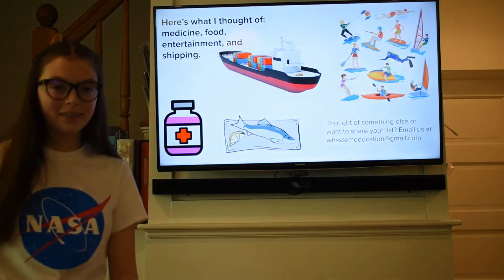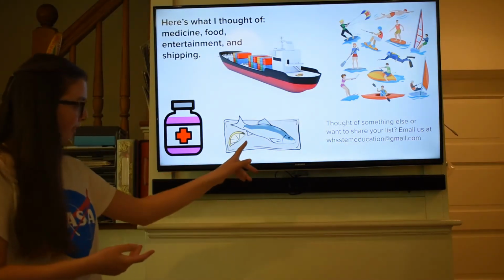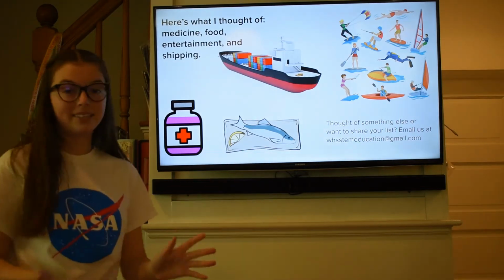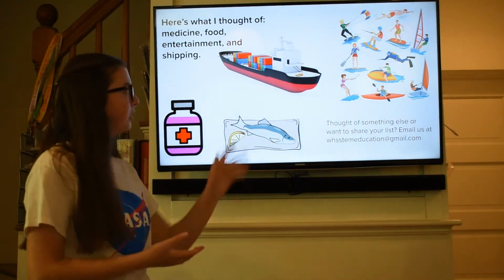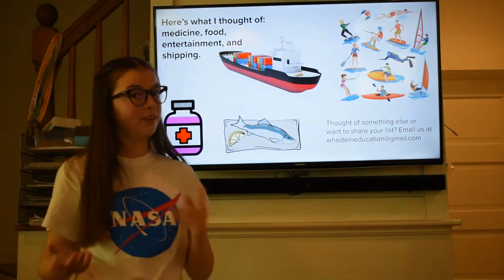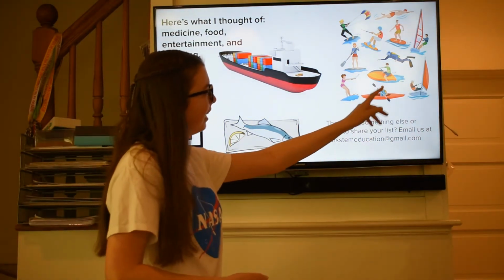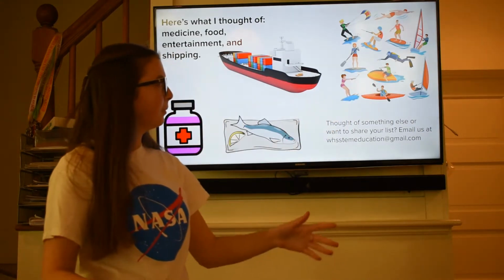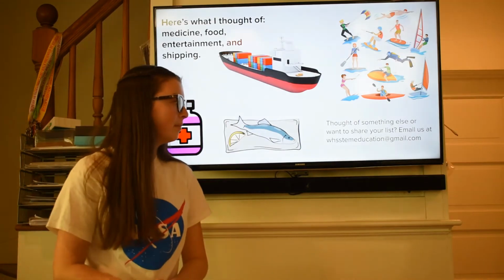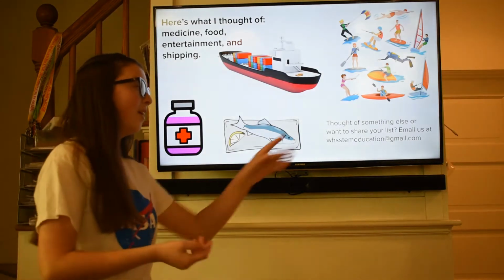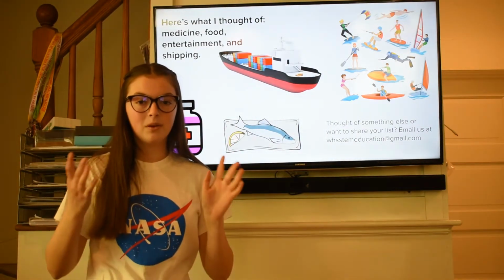Alright, so here's what I thought of when I was putting together this slideshow. I thought of medicine, fish, food, of course, with a nice lemon that doesn't come from the sea. Shipping, a lot of big boats go across the ocean. They have these colorful shipping containers. Sometimes they fall off into the ocean too. And then we have all sorts of recreation. We have kayaking, sailboats, jet skis, paddle boards, everything you can think of, and we always use the ocean for recreation or fun. And if you thought of something else that I didn't, feel free to email us, and you can find the email on the STEM Education Club website.